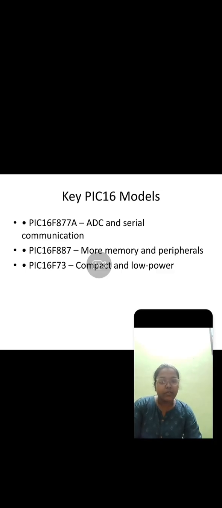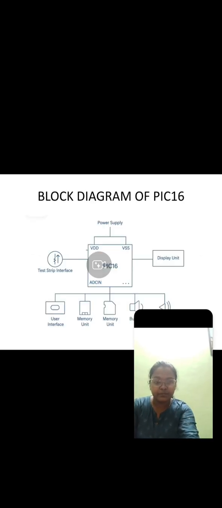It is compact. The microcontroller size is very compact, in the nanometer range. Its power consumption is very less, so as power consumption is less, the life of this device will be more. So these are the very important key features of PIC 16 that we are using: PIC 16F877A for the analog to digital conversion of the input, then PIC 16F887 for the flash memory storage, then PIC 16F73 for its compact size and low power.